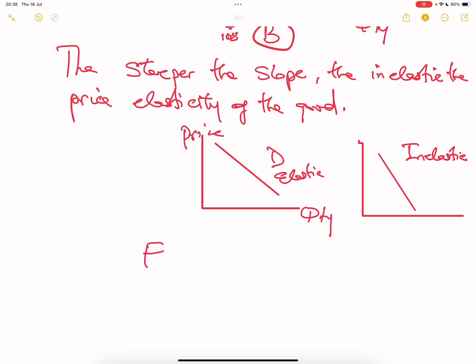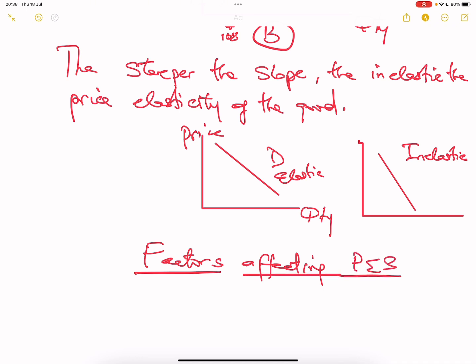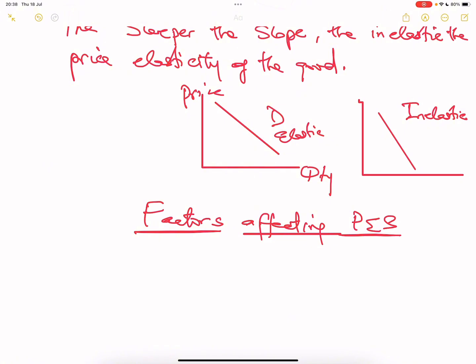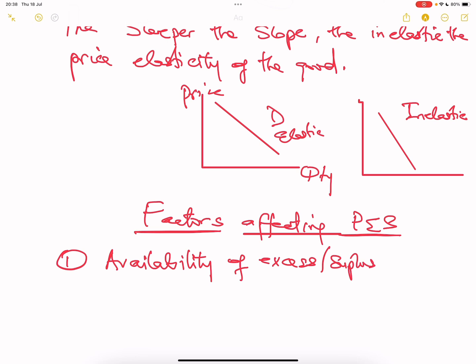Now let's talk about the factors affecting price elasticity of supply. Remember, we also looked at similar factors when we looked at the price elasticity of demand, when we were talking about the availability of substitutes, the price, and all that. Now we want to talk about factors affecting price elasticity of supply. And the first one I will talk about is availability of excess, or we can call it surplus, capacity.